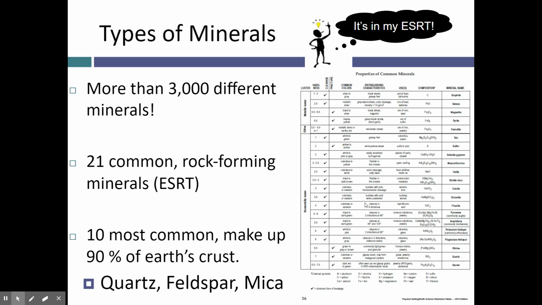That's the surface of the Earth, down a few miles. So this list of 21 can really be broken down into 10, like quartz and feldspar and the micas. Those are all really, really common minerals, and you'll run across them a lot as you travel. Okay, so these are different types of minerals.